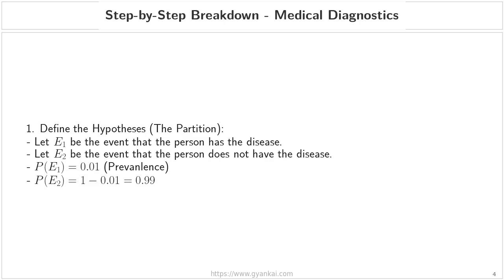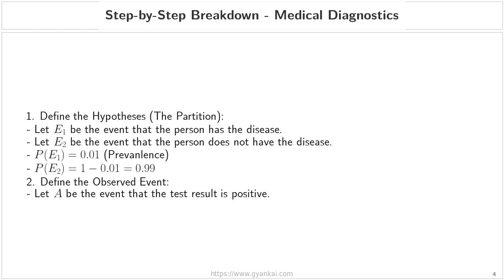Step-by-step breakdown: medical diagnostics. First, we need to define our hypotheses, which we call the partition. This is just a fancy way of splitting the entire population into two mutually exclusive groups. Let E1 be the event that the person actually has the disease, and let E2 be the event that the person does not have the disease. From our previous slide, we know the prevalence, or the probability of E1, is 0.01. Since these are the only two possibilities, the probability of E2 must be 1 minus 0.01, which gives us 0.99.